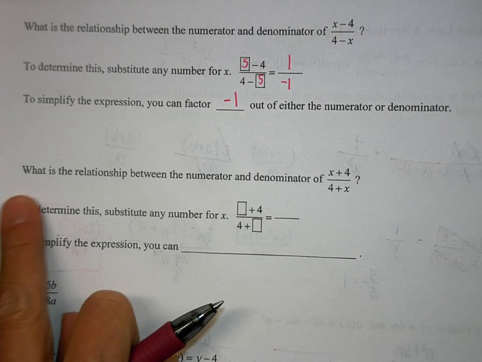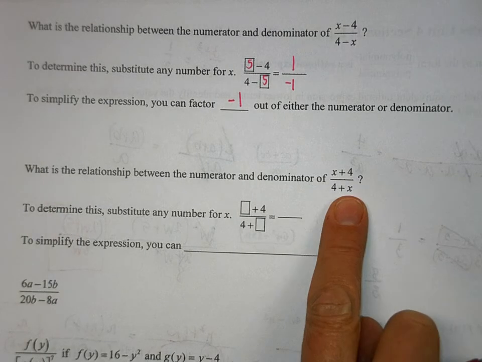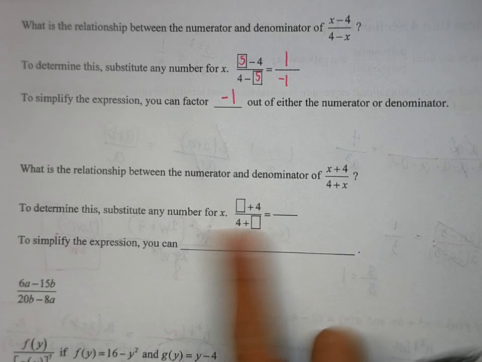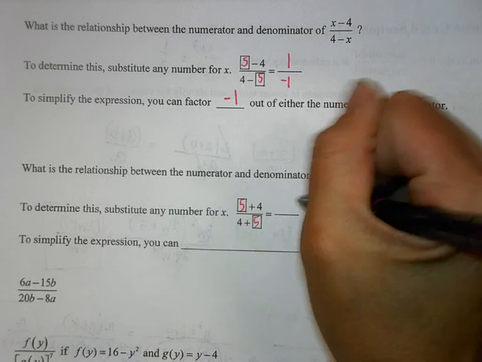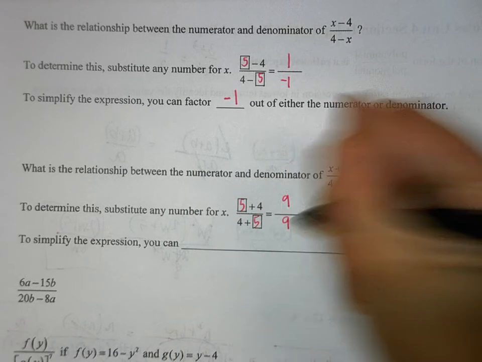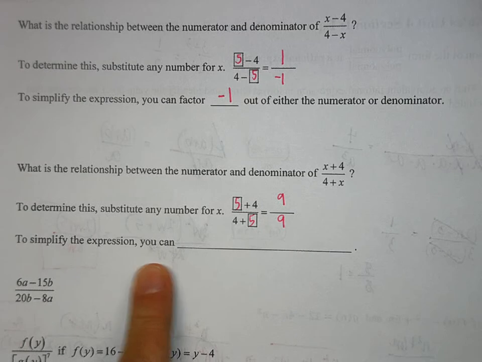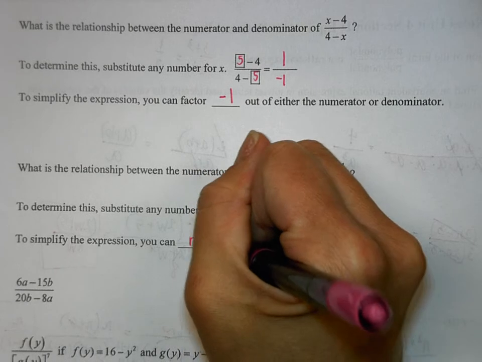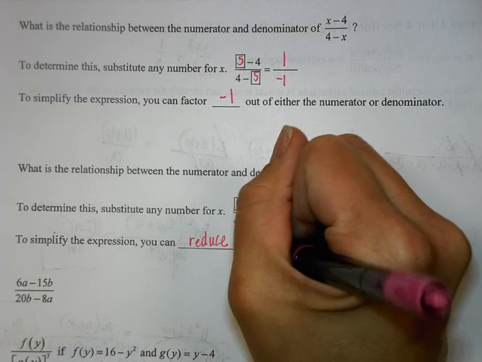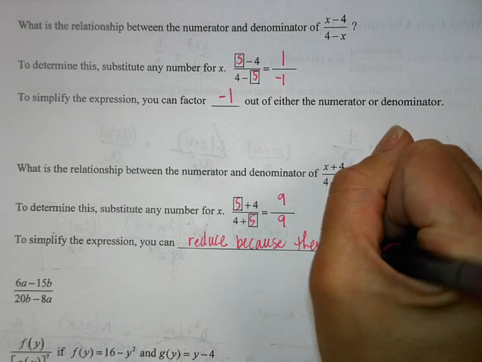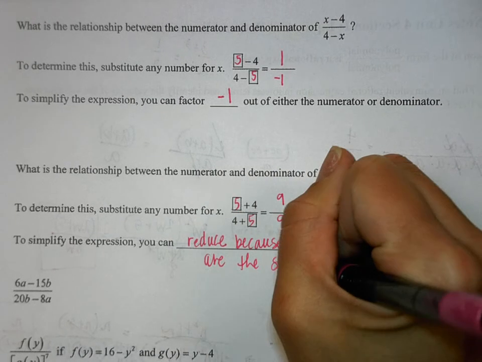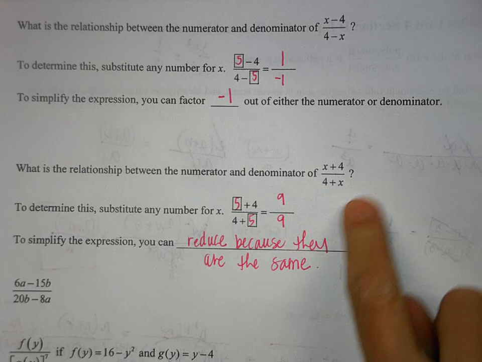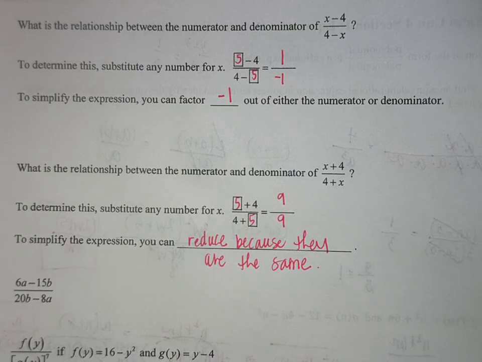Now on this one, it says what's the relationship? Do you guys notice the relationship on this one? They're exactly the same, right? If we substitute in 5 again, 5 plus 4 is 9. 4 plus 5 is 9. To simplify this expression, you can, what? You can just reduce, really, right? And I'm going to put reduce because they are the same. So when you're adding, it doesn't matter the order that you add, right? And you could always rewrite this so it's x plus 4, and then it makes more sense to reduce them, if that works for you.